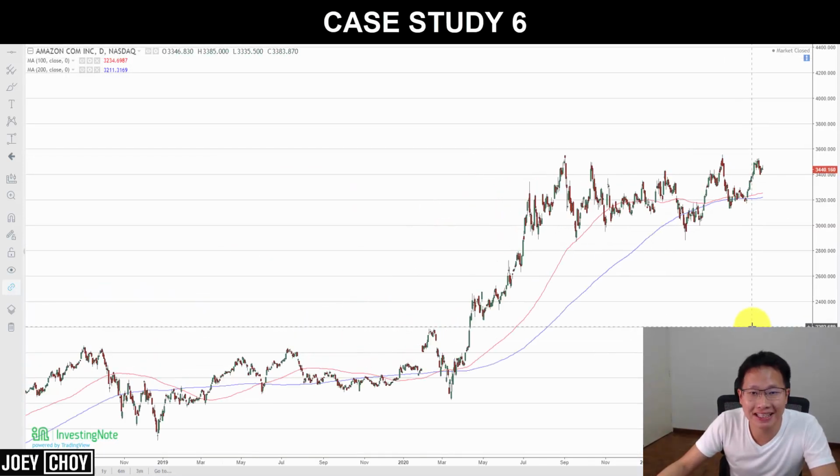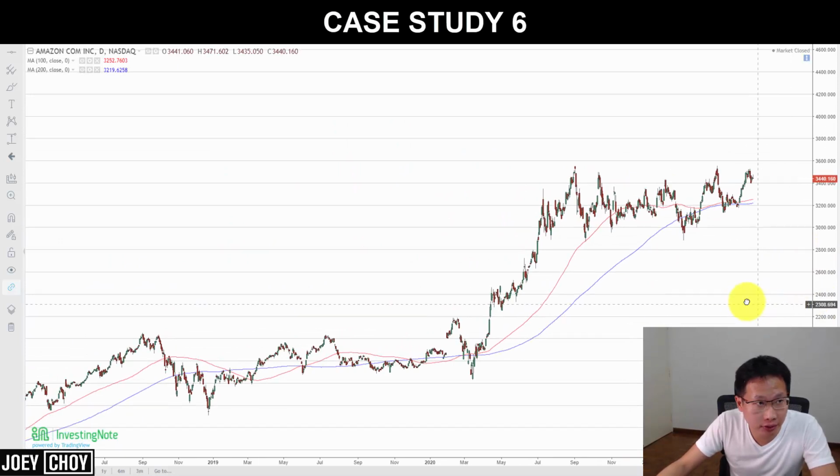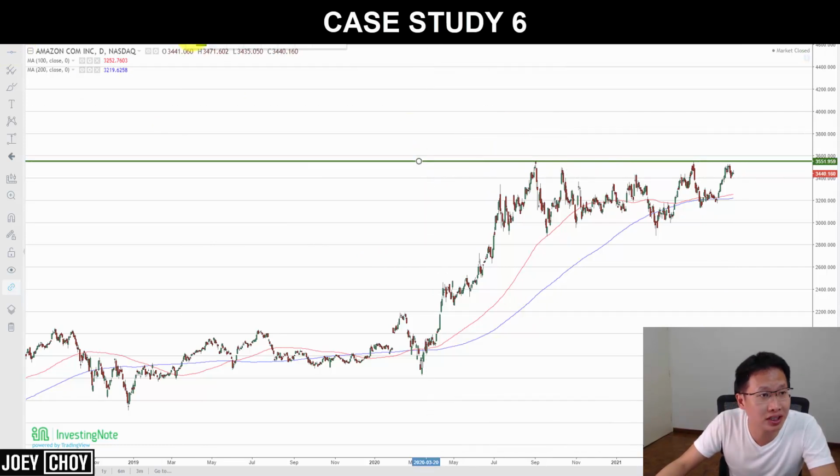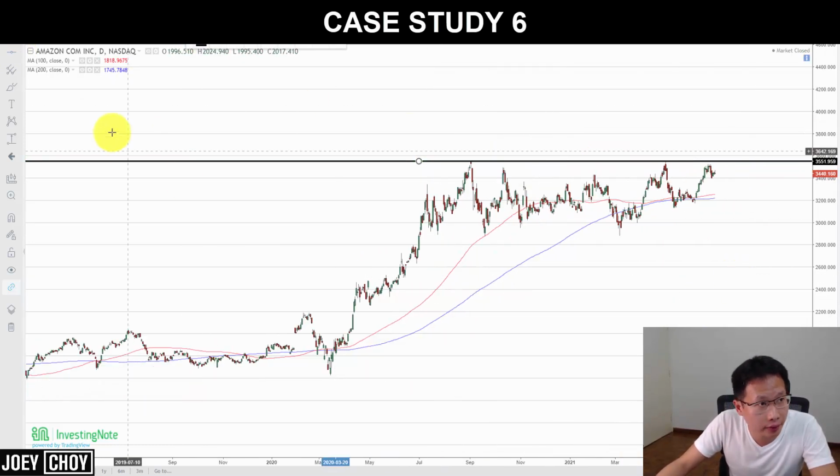So one more case study and see if we can spot any reversal. Alright, so this is Amazon. Let's go ahead and draw the horizontal support and resistance line. So we go for the EZQ, right? So let's go ahead and draw it. Alright, so this would be a resistance.